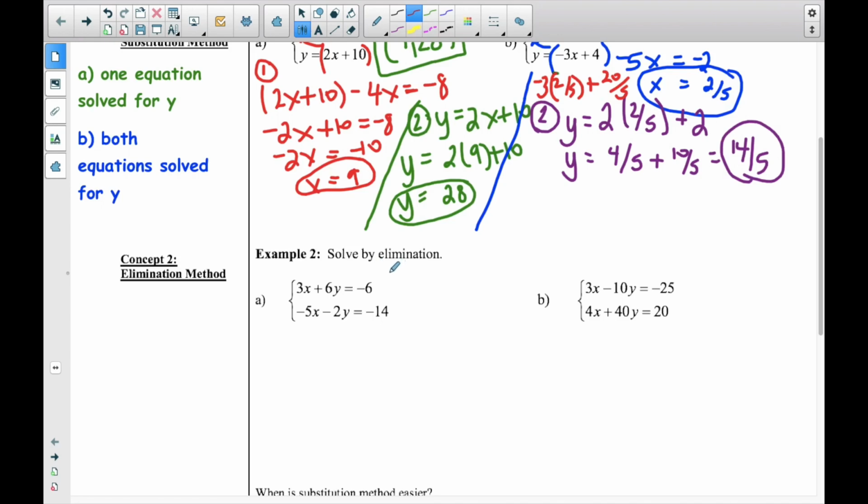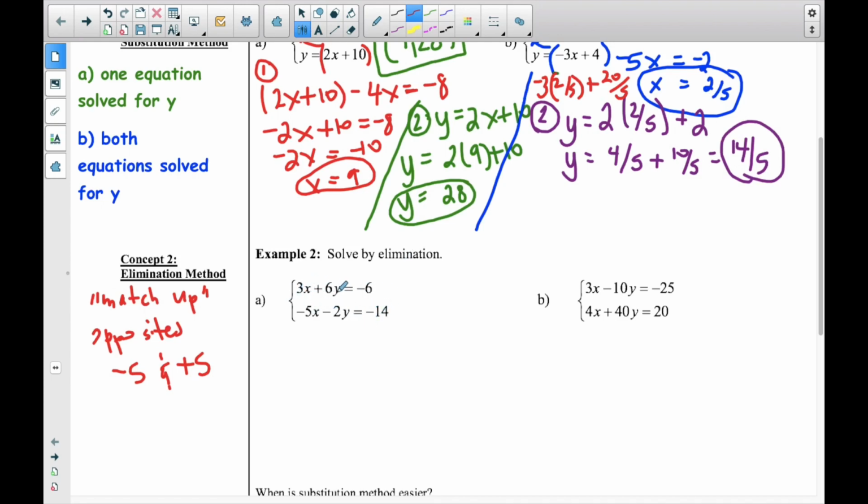Elimination seems much easier. The deal with elimination is you need to get either your A's to match up or your B's to match up. And when I say match up, what I mean is they have to have the same value but opposite signs. So either the A's or the B's. So like you could have a -5 and a +5, something like that. Because then when you add them together, they'll drop off. Elimination means drop off.